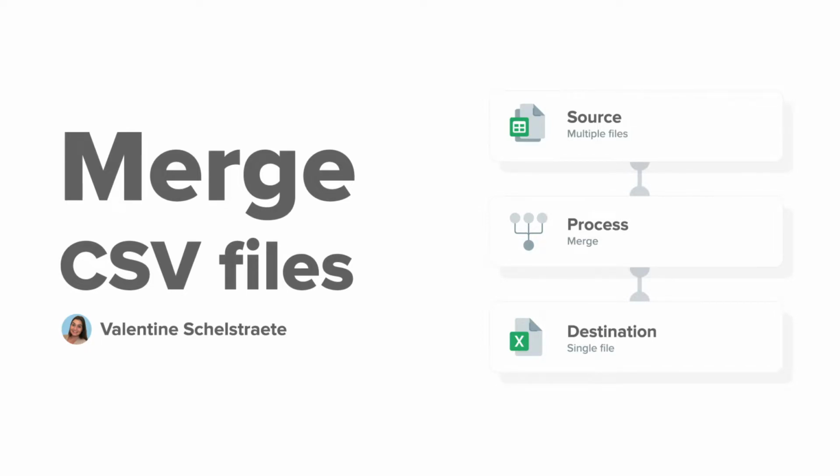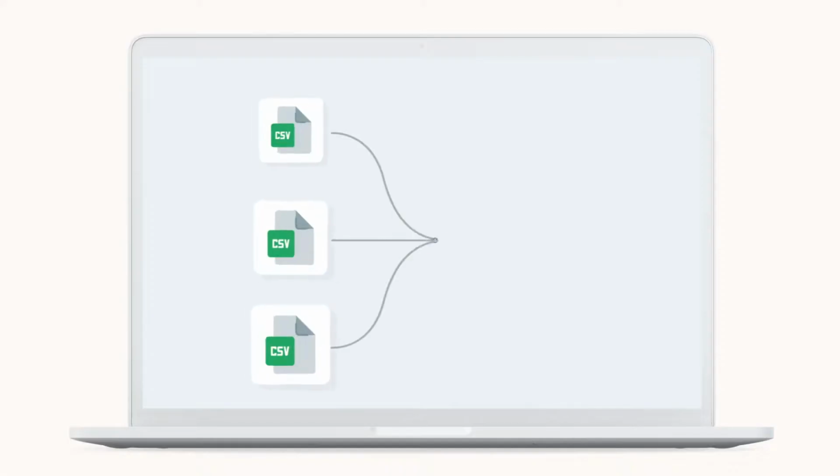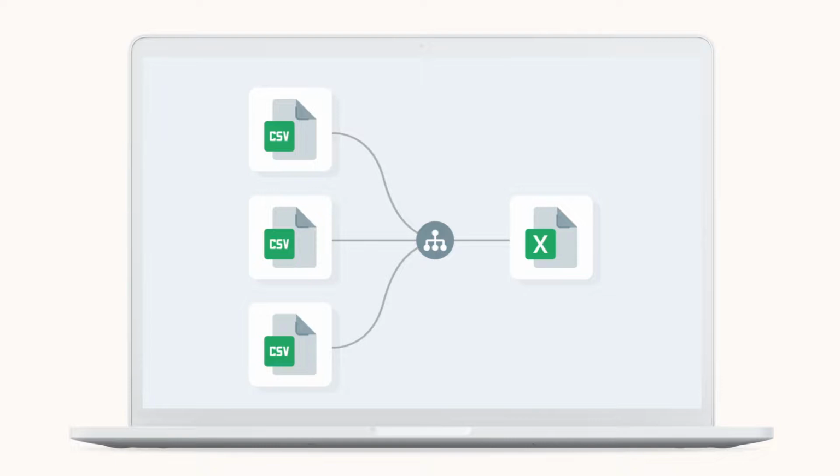In this video, I will show you how to merge and combine different CSV files automatically. By setting up an automated workflow using Sheetgo, you can pull data from different CSV files and combine them into one central spreadsheet. In one click, or using automatic updates, your data is gathered in one place.